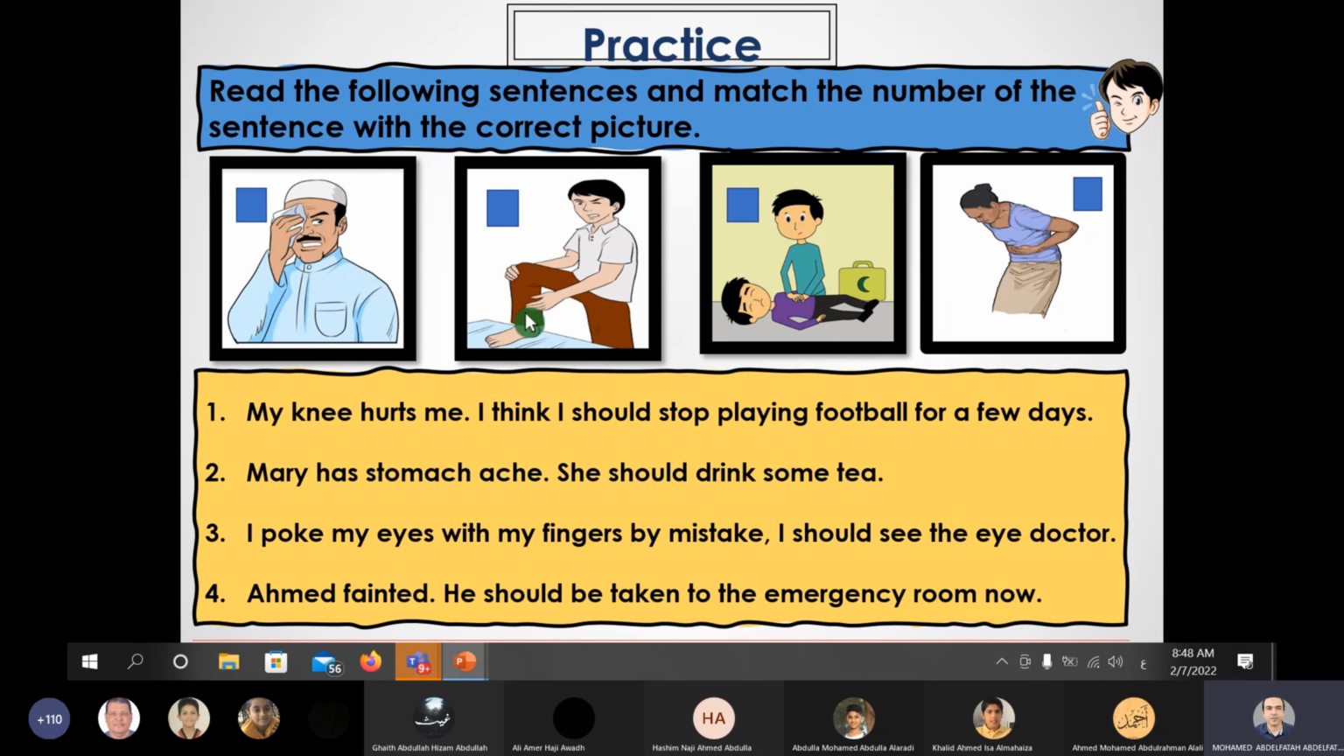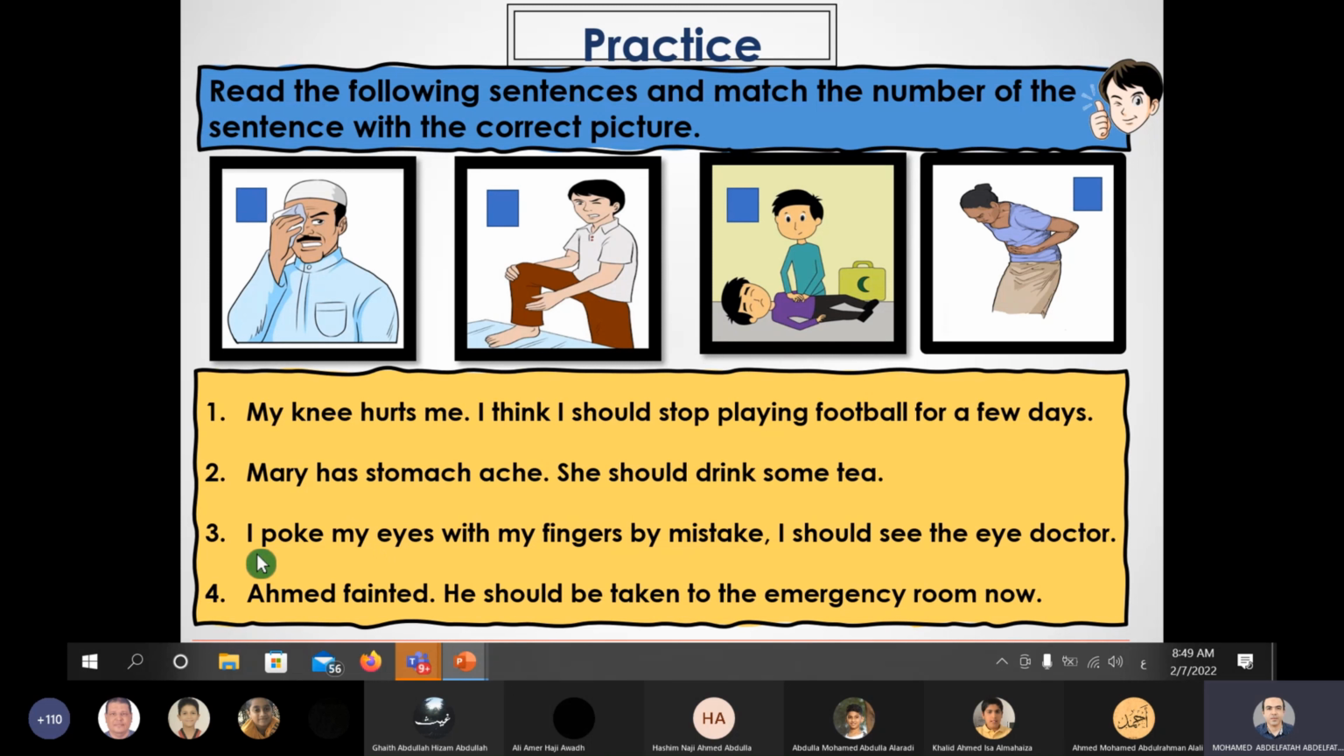Number 2, Khalid, go on. Mary has a stomachache. She should drink some tea. Bravo. Picture number 4. This woman has got a stomach ache and the advice is you should drink some tea with honey, you should see a doctor, and so on.